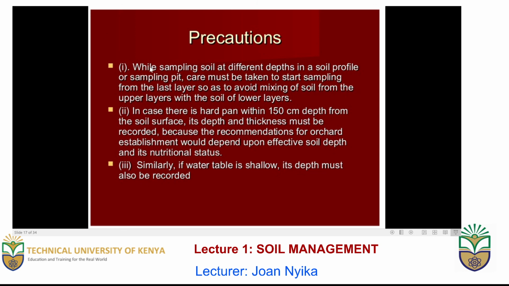Other precautions you should take when doing soil sampling: if, once you dig a pit, the soils are found in a very shallow water table, this must be noted, as it influences the resultant nutrients after an analysis as a result of leaching. If you encounter a hard pan during digging of a pit within 150 centimeters from the surface, this depth and its thickness should be recorded because it influences the soil nutrient characteristics.